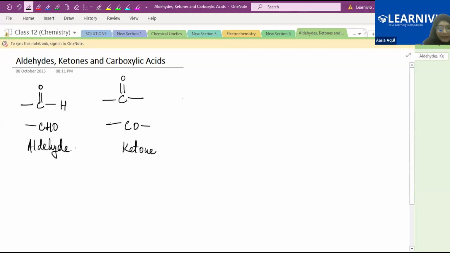And what about the carboxylic acid? So carboxylic acid is COOH. You can see in all the groups, this carbonyl CO group is common. CHO is aldehyde, CO is ketone, and if OH is attached to this carbonyl CO group, this is a carboxylic acid, C double bond O, OH. You must already know this. So carboxylic acid.